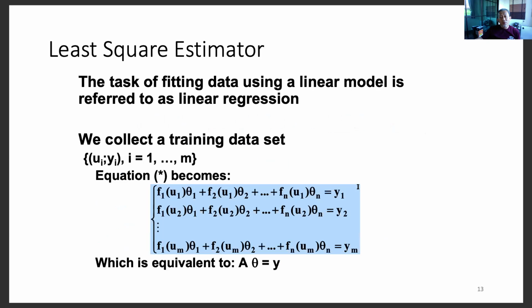The task of fitting data using a linear model is referred to as linear regression. So you are going to apply regression. We collect a training data set of the input, and the equation from the previous slide becomes f1(u1) theta 1, f1(u2) theta 1, up to f1(un) theta 1, all of this in the blue block, which is equivalent to the equation A theta is equal to Y.